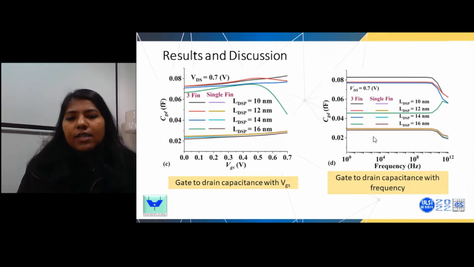In this slide, we can see the gate to drain capacitance with respect to VGS and the gate to drain capacitance with respect to the frequency. So we have increased the gate to drain spacer, so the gate to drain capacitance will obviously reduce here, and we can see this in the results also: for LDSP equal to 16 nanometer, it reduces drastically. Although we cannot see much change in the single fin, in the 3 fin it is quite reduced with the asymmetry.